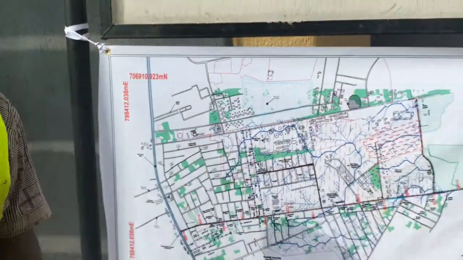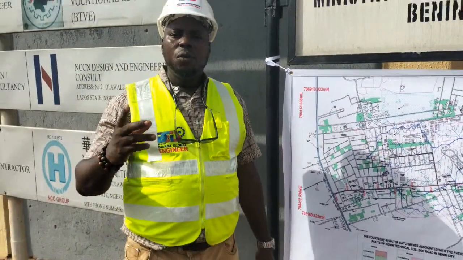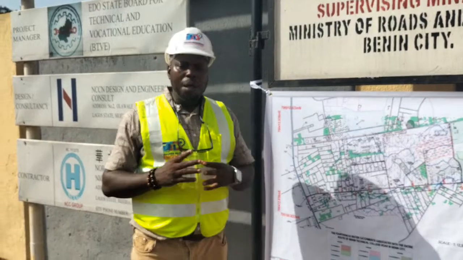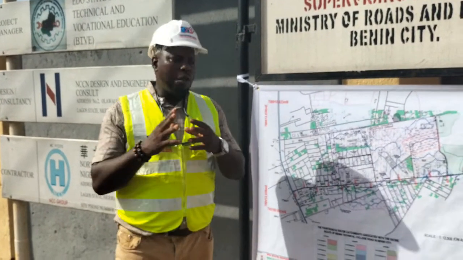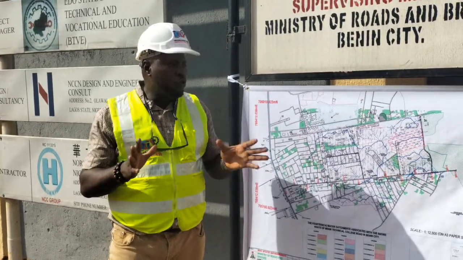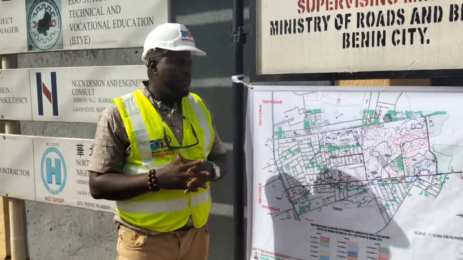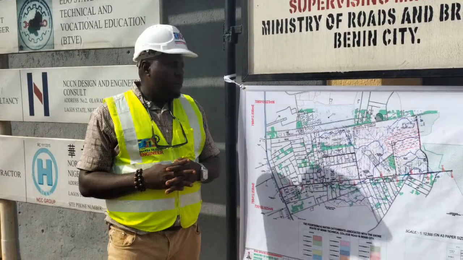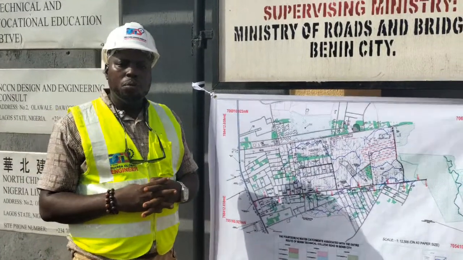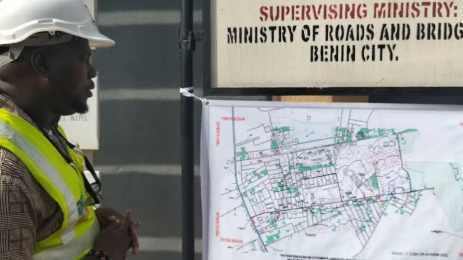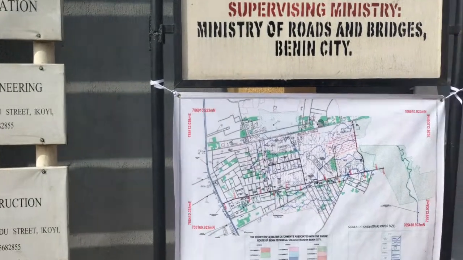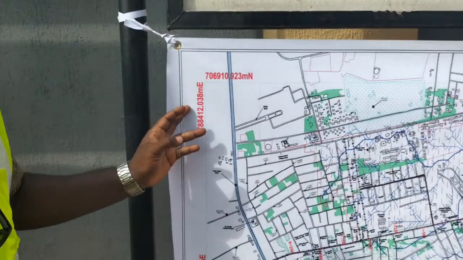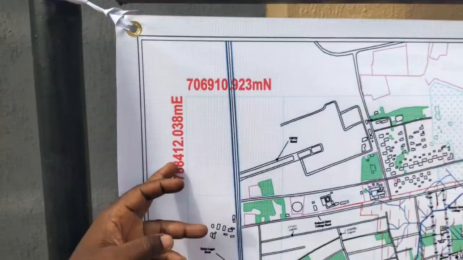For those of you who are familiar with working with coordinate projection systems, let me inform you that the project coordinate system that was used for this project is actually WGS 1984 UTM Zone 31. Take a look at this top left corner. You will see the coordinate.